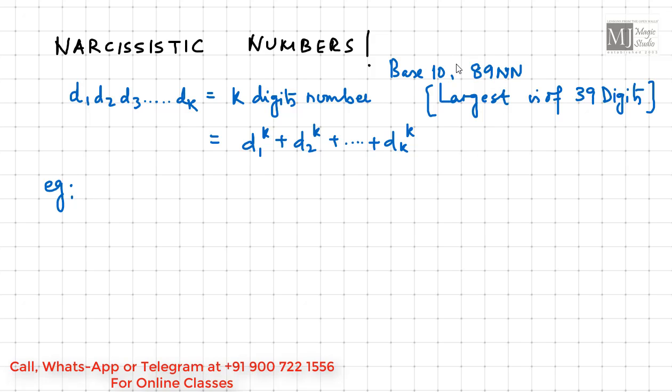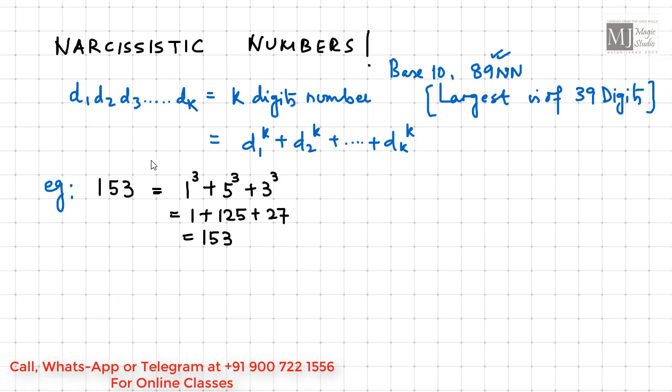As said, in base system 10 there are 89 narcissistic numbers. It all depends upon you how much you want to explore, but at least you can remember a few which I would be sharing now. First of all, how to read this. 153 is a 3-digit number. Let me calculate 1 cube plus 5 cube plus 3 cube. 1 cube is 1, 5 cube is 125, and 3 cube is 27. If I add them up, I'll get back 153. 153 is a 3-digit narcissistic number.